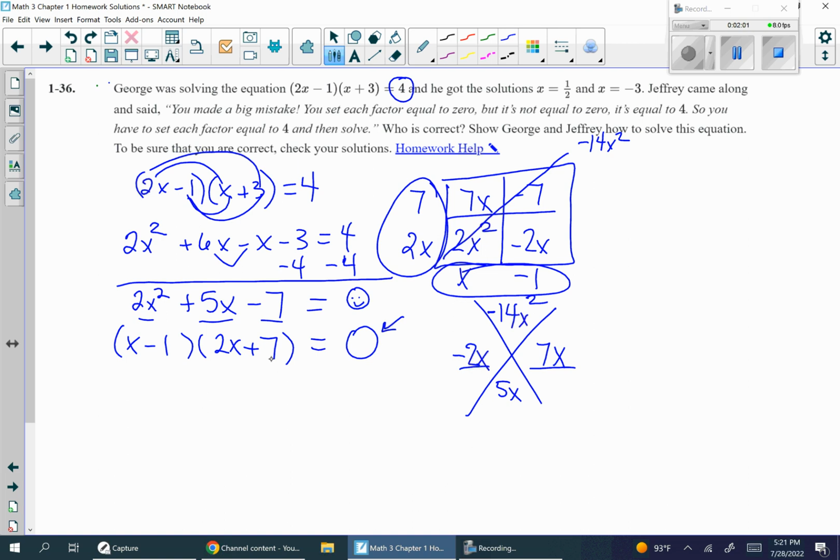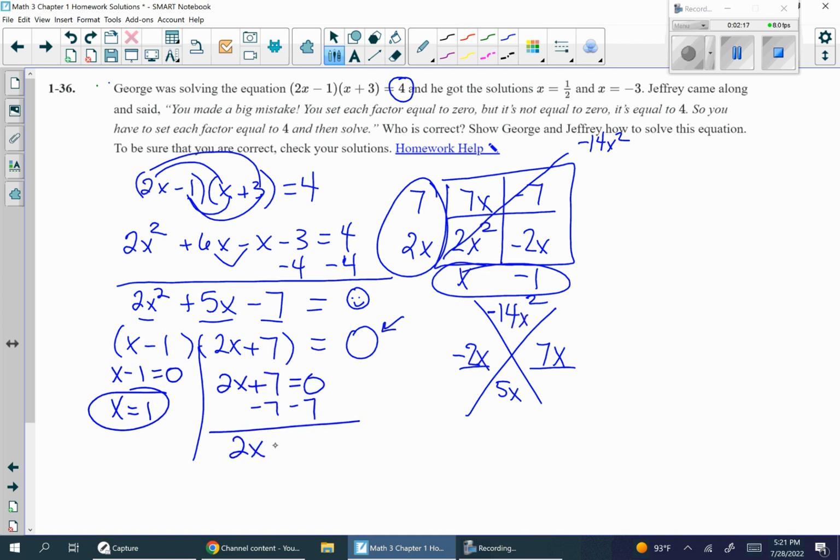Now we can use the zero product property. Yes, these are extra steps, but they're very important steps. So if x minus 1 has to equal 0, x can be 1. And 2x plus 7 could be 0 with zero product property. We're going to subtract 7. 2x equals negative 7. Divide by 2. And you get x equals negative 7 halves. Those are your two solutions. A lot of extra steps, but definitely required.